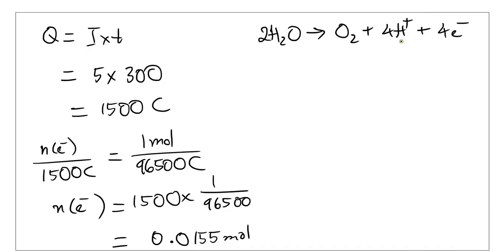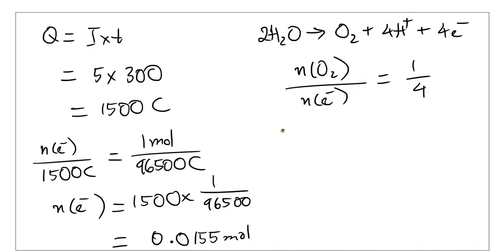Well, I'm not going to worry about states because the question doesn't ask me to write an equation. I'm just really after the mole ratio. So the unknown, what you want to find, is the number of mole of oxygen using electrons. So it's the 1 to 4 ratio. So the number of mole of oxygen is going to be a quarter the number of mole of electrons.